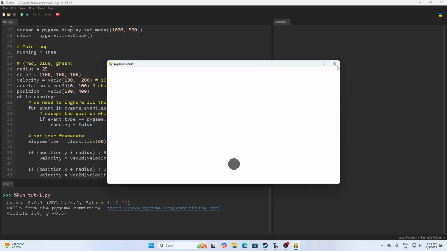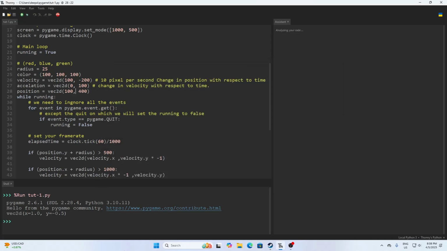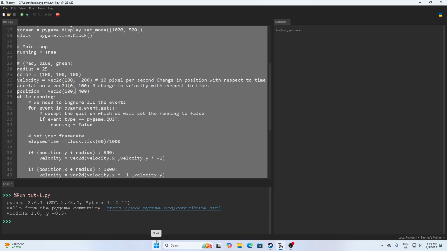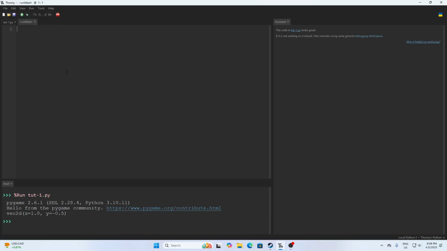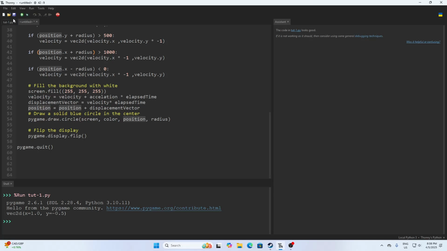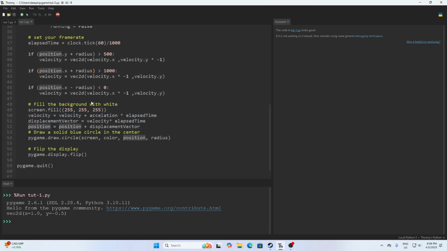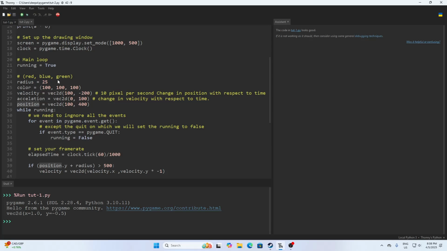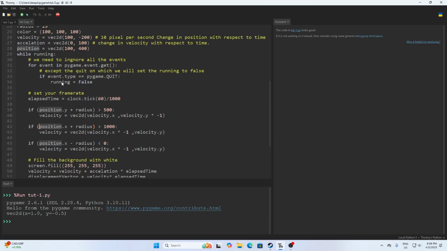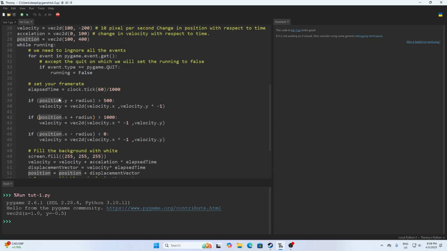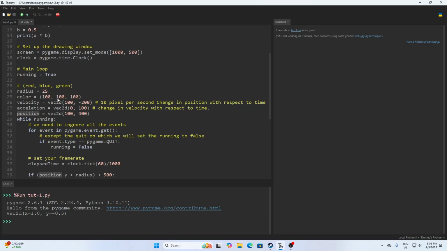Fun? Yeah, and then what we're going to do is we're just going to copy all these things, and we'll write a new file. We'll just paste all of this, and then we'll just save it as TUT2. Not turtle, it's more like tutorial 2.